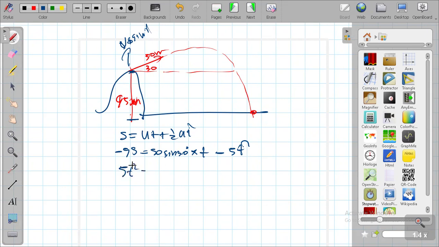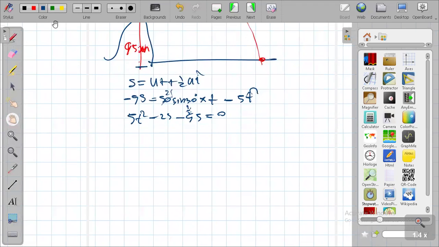5t square minus 50 sine 30 times t minus 95 equals 0. Sine 30 is half. Half means this becomes 25. 5t square minus 25t minus 95 is equal to 0. You have to solve this.